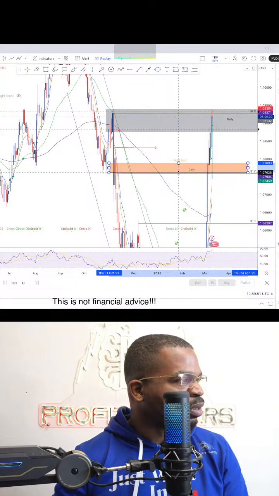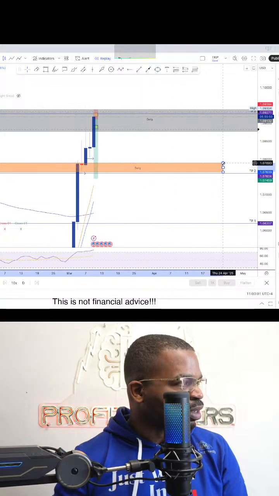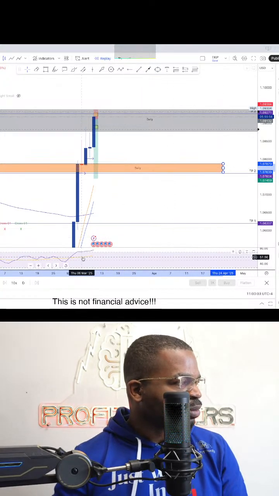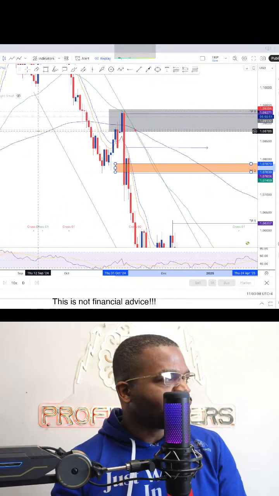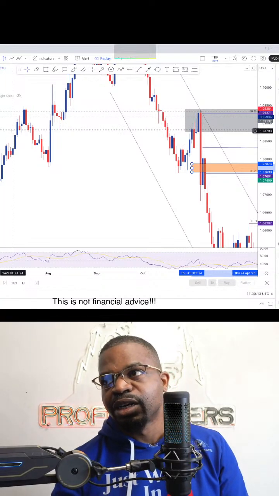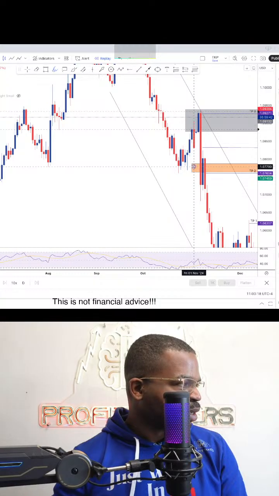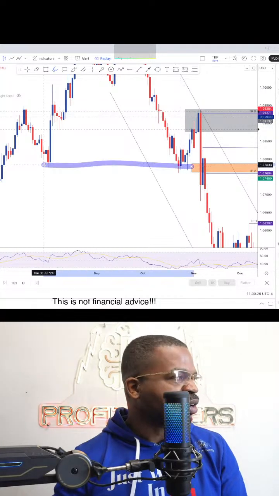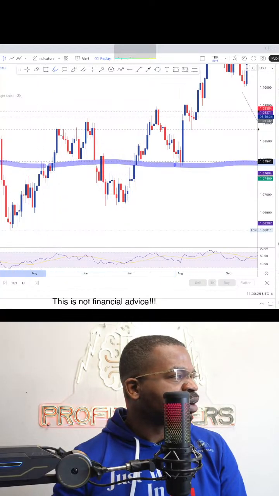So let's see what happens. You want to see a pullback to this daily area right here. It was a key level because when we go back to the left, you have multiple rejections right here at this area. Where is my highlighter? US 30. Multiple rejections. Not only where we are with current price, but when we go back to the past.